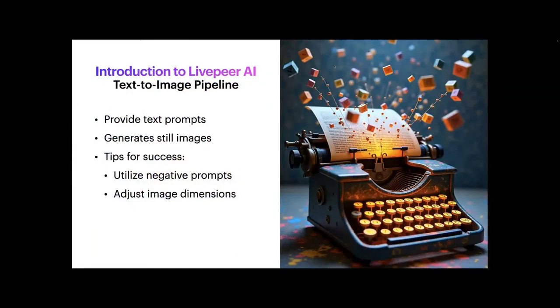so let's go through just real quick some tips, some things to keep in mind as you're working with the different pipelines, as we call them. So with text to image, obviously you're going to be providing a text prompt and you're going to get back a still image. Tips for success here is utilize the negative prompt. I can provide you with some examples of good negative prompts. Also try adjusting the image dimensions and make them only as large as you really need. That will speed up the generation.